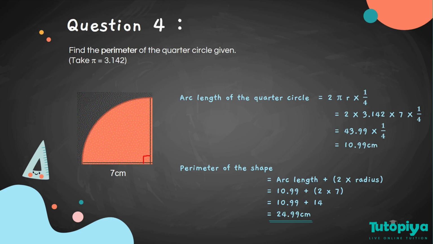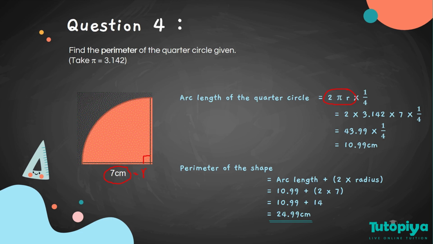Arc length of the quarter circle, we first use, they have given you r, not d. So this is r, radius. So I'm going to use 2 pi r, which will be easy for me to do the calculation. So 2 pi r multiplied by 1 over 4. Why is it 1 over 4? It is because it is quarter of the circle. In other words, you can divide the answer by 4.